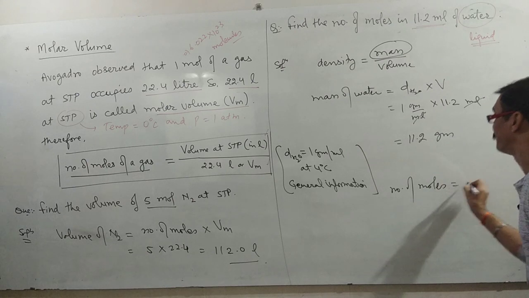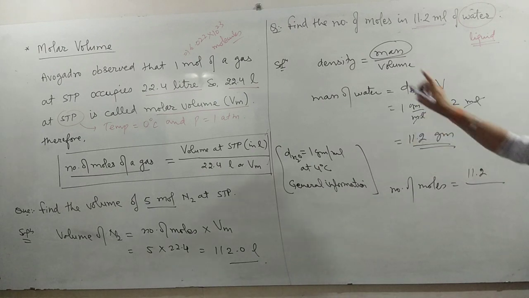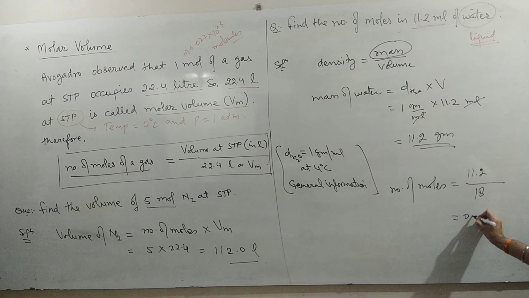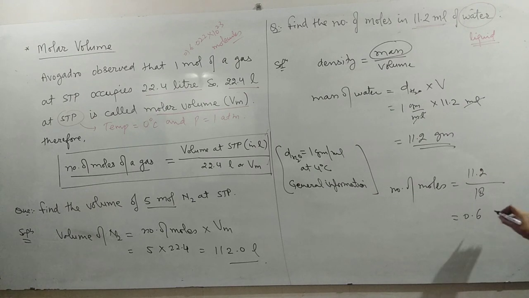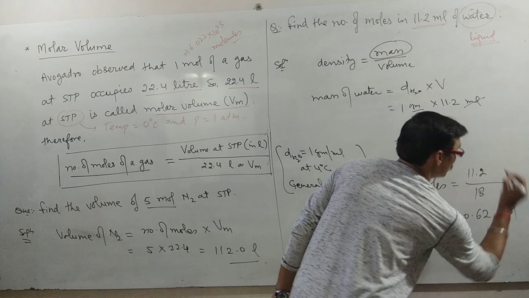So the number of moles becomes simple. If mass is given in gram, then the number of moles is mass in gram divided by molar mass, and the molar mass of water is 18 gram per mole. So it is simple. It is about 0.6, almost 0.62 mole.